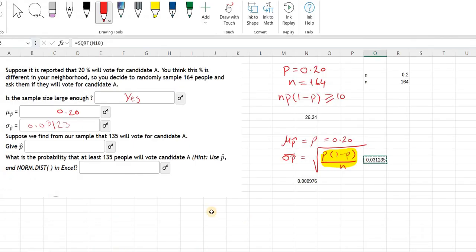The next question says here, suppose we find from our sample that 135 will vote for candidate A. So now that we have everything, we know that X is equal to 135. This is basically the value for X, because that is what satisfies what we're looking for, which is how many people are voting for candidate A. In order to find p hat, we know that p hat is equal to X divided by n. In other words, it is 135 divided by 164. So I'm going to compute the p hat right here.